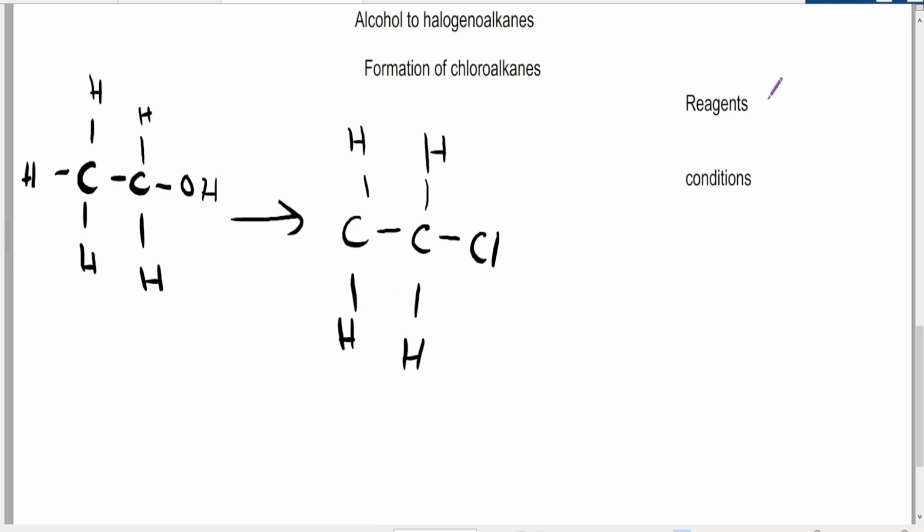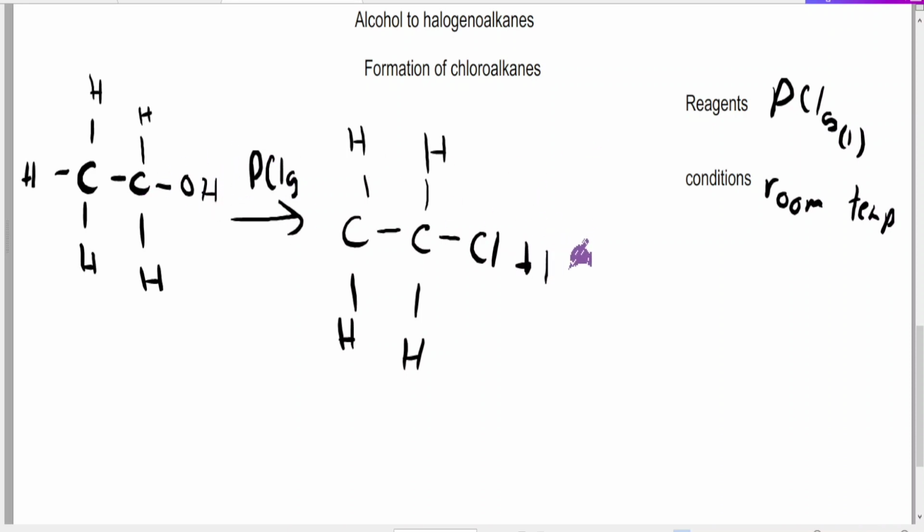The reagent for this is PCl5, and the condition is room temperature, and this PCl5 should be in liquid state. One of the 5 chlorines gets replaced by the OH alcohol group, so I'm left with 4 chlorines now, and this hydrogen would combine with one chlorine from this PCl5 and form HCl. Now I'm left with 3 chlorine atoms, so the rest of the reagent would form POCl3. HCl gas is white fumes. So this is a test for alcohols, remember that.